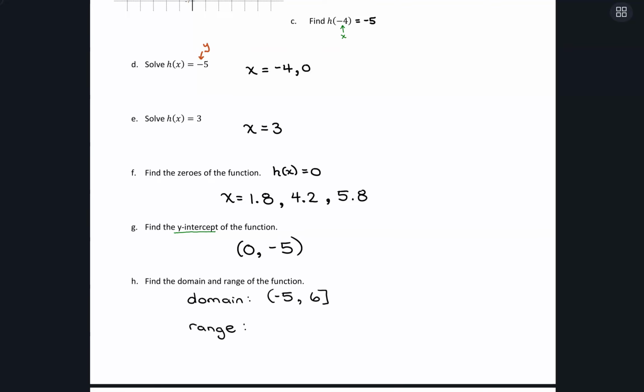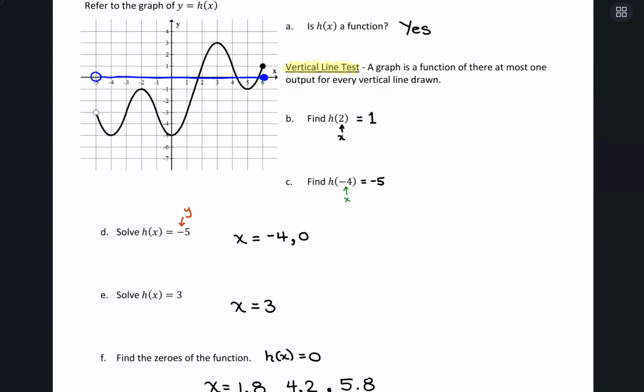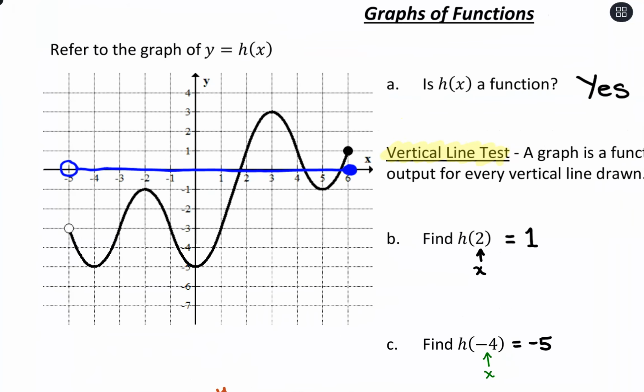Then for range, actually this is a good graph to show. When we have these starting and ending points, domain typically uses those. Range is not restricted to that. Our function can go below those points, it can go above those points. So for domain, you could rely on those endpoints, but for range, you need to be a little more careful.